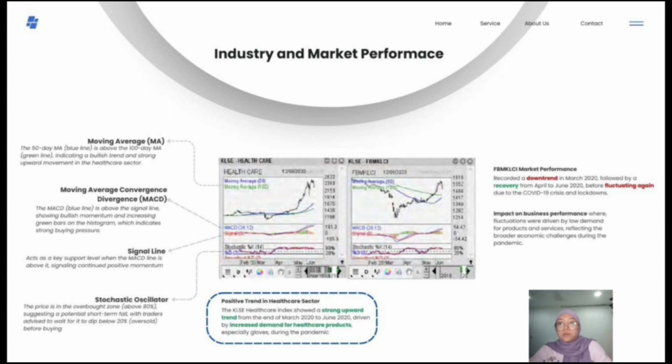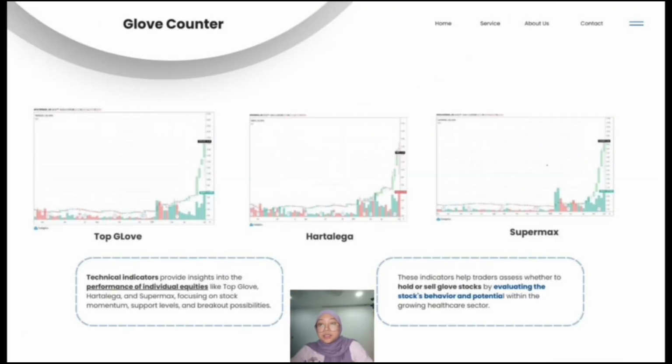So next, because the healthcare sector is showing an upward trend, the glove sector has the potential for investors to invest. Firstly, we have Top Glove, Hartalega, and Supermax. The technical indicators provide insight into the performance of individual equities, to help Shamnesh decide whether to buy Top Glove, Hartalega, and Supermax, focusing on stock momentum, support level, and breakout possibility. The indicators will also help traders or investors assess whether to hold or sell stock by evaluating the stock behavior and potential within the growing healthcare sector.